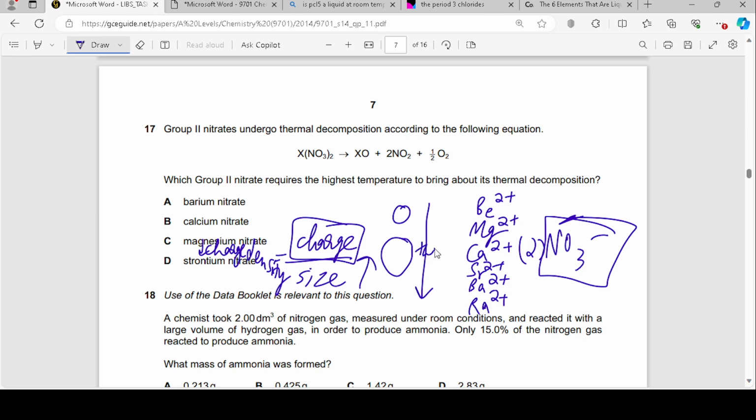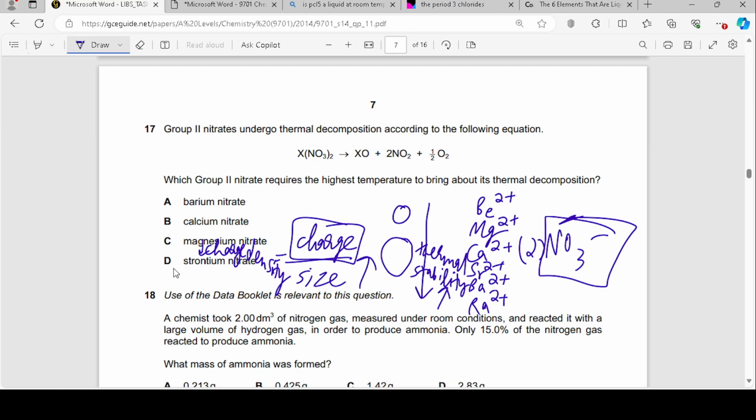So I'll write this over here: thermal stability increases down the group, right? As the charge density of the cation decreases. And if your thermal stability increases, that's basically another way to say that your thermal decomposition decreases, or basically for the same temperature, you need a higher temperature to bring about that thermal decomposition. Therefore, which group 2 nitrate requires the highest temperature to bring about its thermal decomposition? That's going to be the one that's lowest down the group.